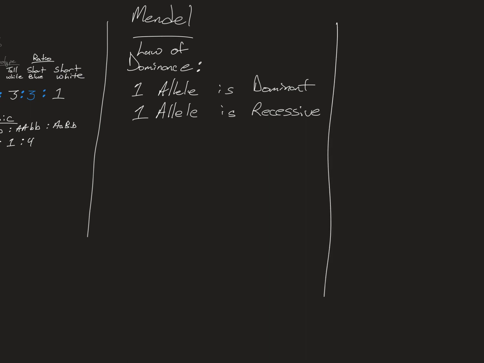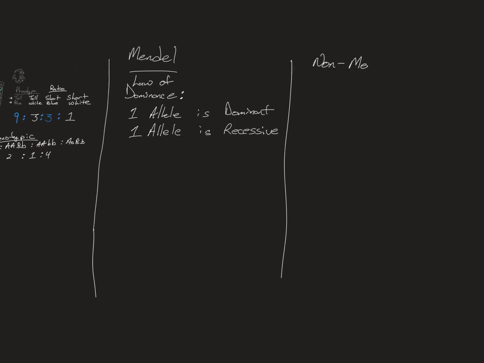Now, what they mean by law is that he never saw an exception. Every time he worked with peas, he always saw that one trait was dominant over another trait. One trait was dominant, the other was recessive. That's all he saw. Today, we know, look at this, I'm writing non-Mendelian, meaning not Mendel. We know we have some other exceptions. There are multiple alleles.